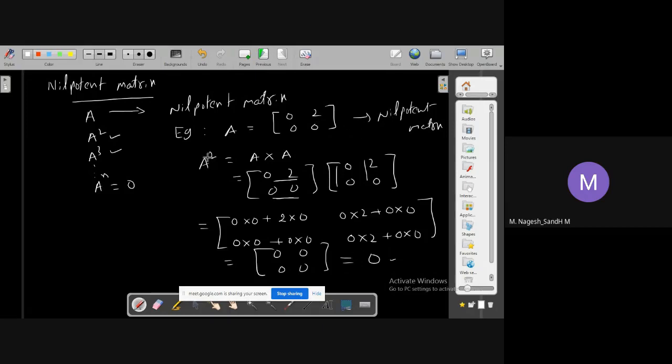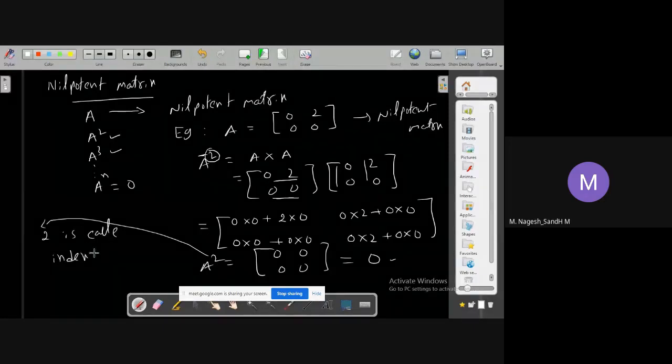So at which stage did you get it? At 2. When you do A square, you get 0. Therefore this 2 is called the index. This is called the index of the nilpotent matrix.